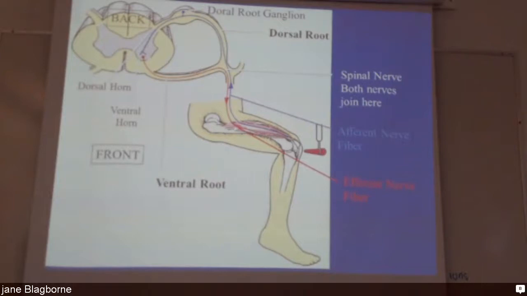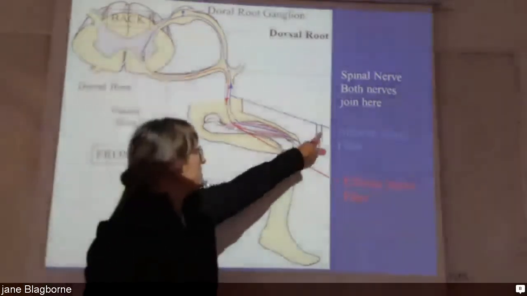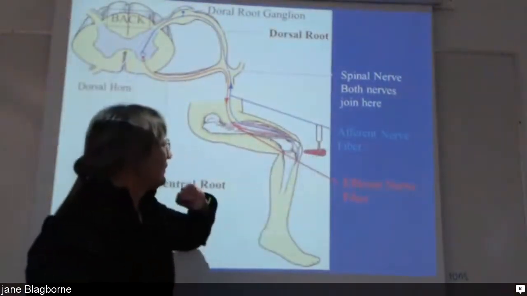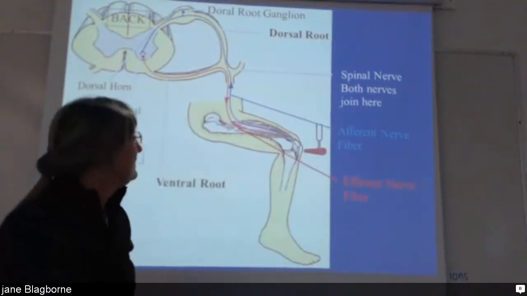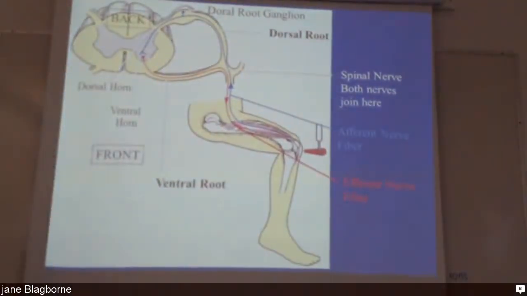And I'm just showing the ventral roots and the dorsal root on this picture. And as you're seeing down here, this is a reflex hammer. We'll be talking more about that later on, about which nerve you're stimulating using reflex hammers.